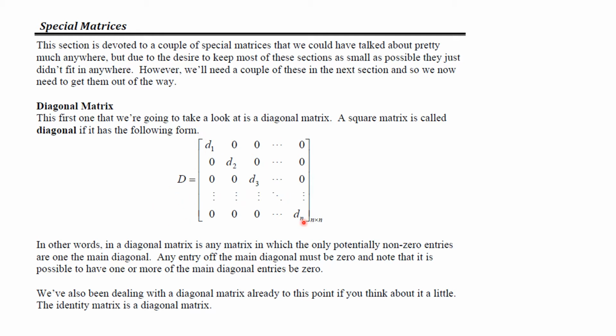The main diagonal potentially has non-zero entries. Any entry off the main diagonal must be zero, and note it's possible to have more than one of the main diagonal entries be zero as well and still be a diagonal matrix. And in fact, we've encountered diagonal matrices before. In fact, the identity matrix is a diagonal matrix.